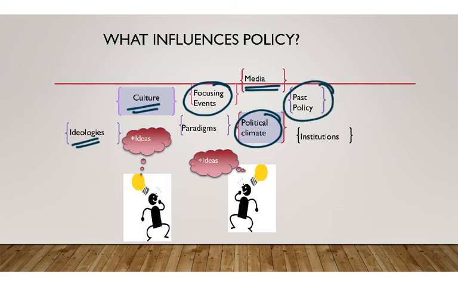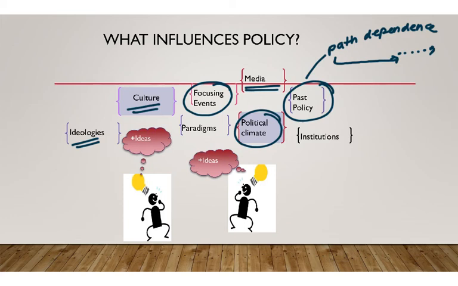Past policies influence future policies. We call that path dependence, because once policymakers go down one particular path, it's really hard to undo that. Oftentimes, we end up just incrementally changing the path, but we continue along the same path.